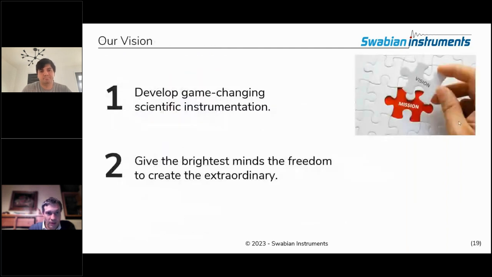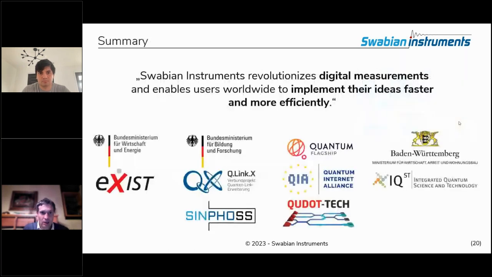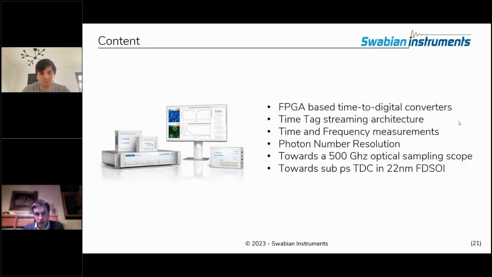All right. That's basically our vision. On the one hand, our goal is really to develop game-changing scientific instrumentation, generally in the domain of digital measurements or digital signal generation. And also, that's maybe more the founder's perspective, we would like to give all these bright minds that we have in the team the freedom to create extraordinary technology. All right, so that's the quick company introduction. Our goal is really to revolutionize digital measurements, enabling our users worldwide to implement their ideas faster and more efficiently.